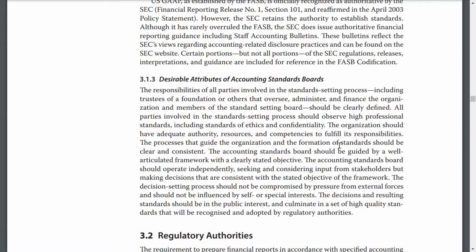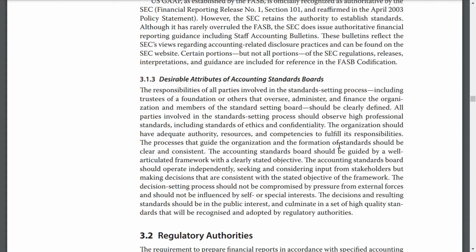The process that guides the organization and the formation of standards should be clear and consistent. The accounting standards board should be guided by well-articulated frameworks with a clearly stated objective. The accounting standards board should operate independently, seeking and considering input from stakeholders, but making decisions that are consistent with the stated objectives of the framework.